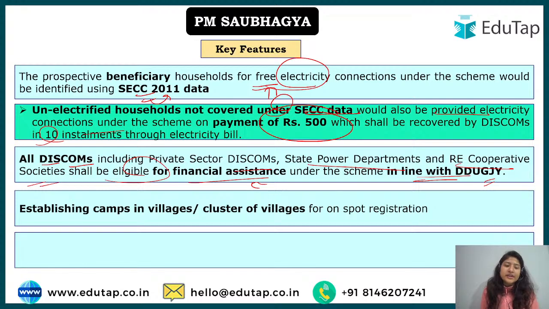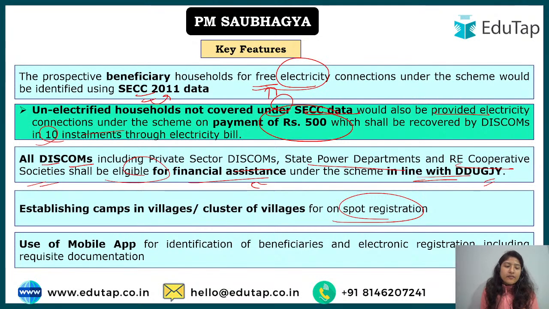Next is establishing camps in village clusters for on-the-spot registration, because see, first of all registration would be done, right, if you want to have a connection meter. So that is why this cluster of villages spot registration is there. Apart from that, a mobile app will be used. The mobile app has the same name, that is PM SAUBHAGYA. So the mobile app will be used for identification of beneficiaries, and then electronic registration can also be done.